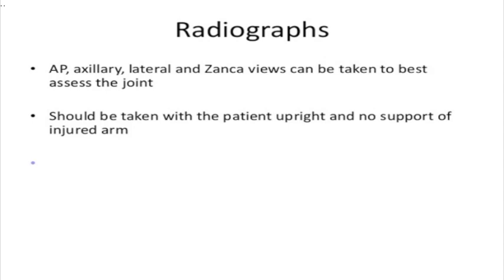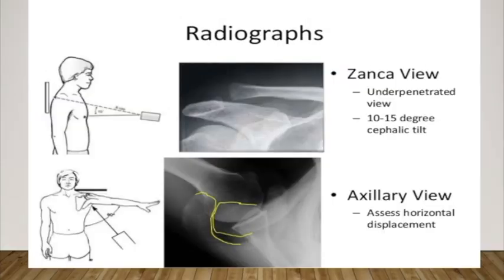And should be taken with the patient upright and no support of the injured arm. So here I am showing the Zanca view here. As you can see, a 10 to 15 degree cephalic tilt is there while taking the X-ray. Okay, next is the axillary view.